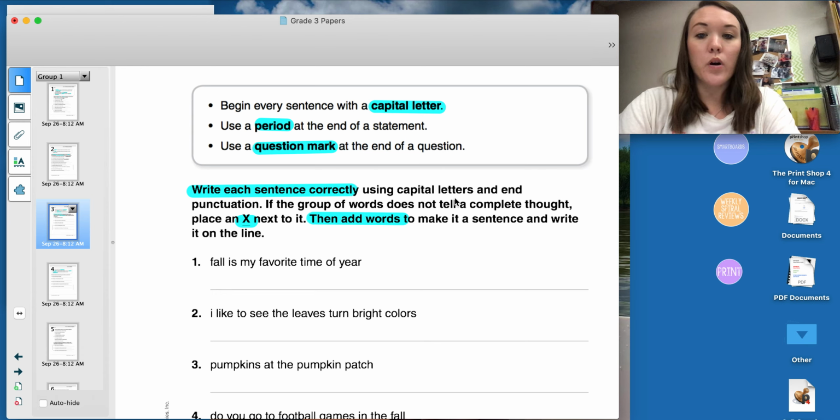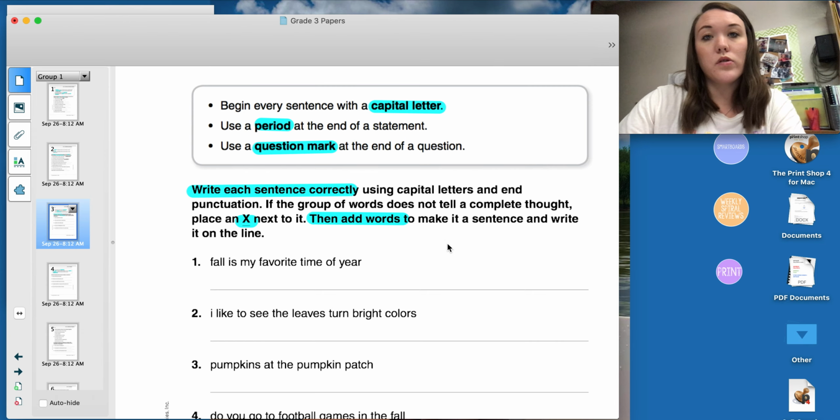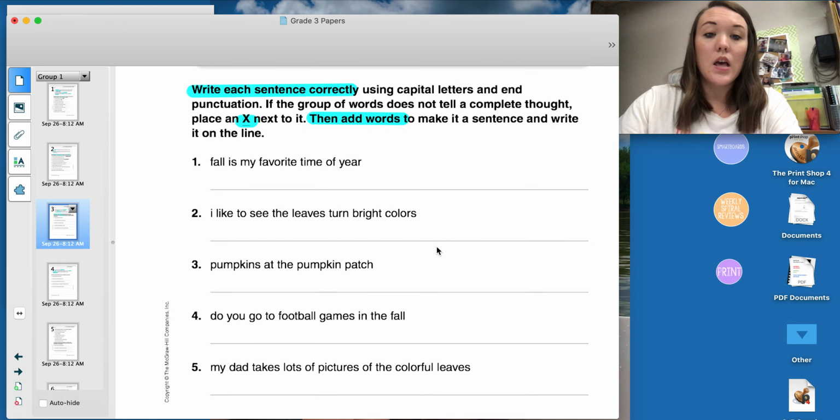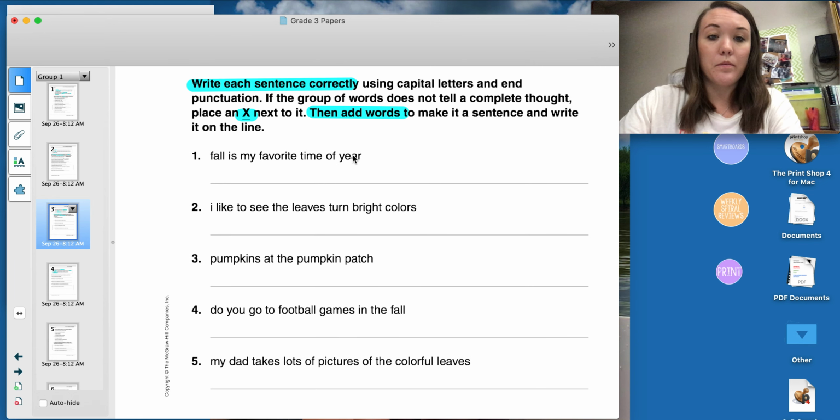If the group of words does not tell a complete thought, put an X next to it. Then add words to make it a sentence and write it on the line. We'll do an example of a sentence and a sentence fragment together on this page. Let's take a look at number 1.